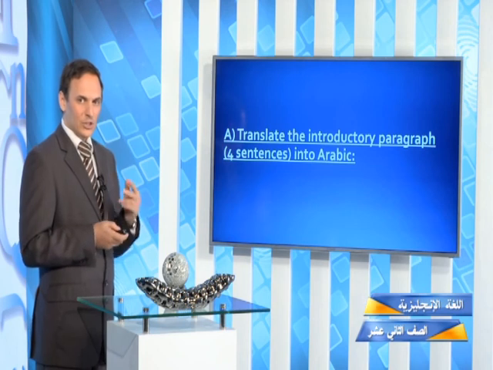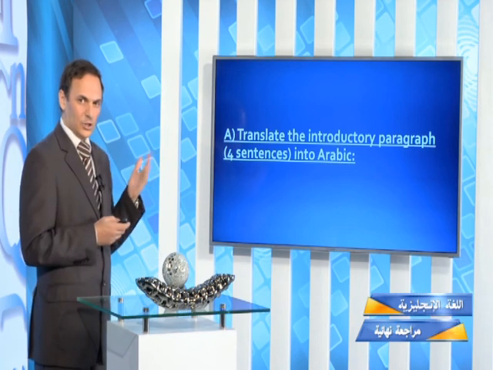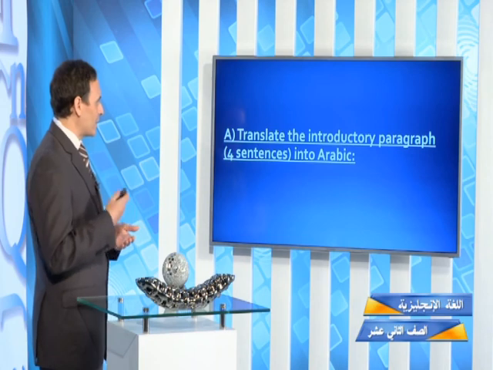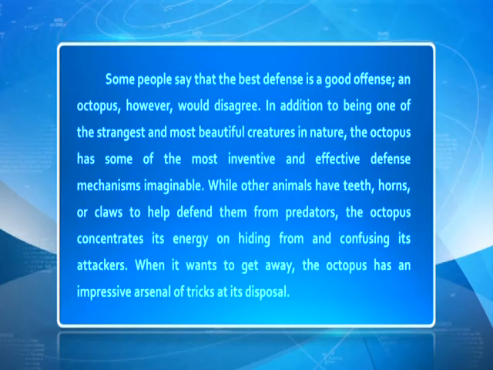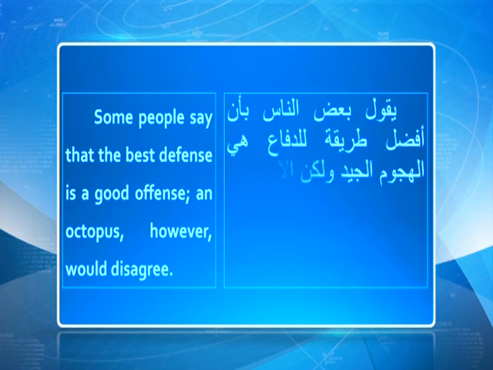And in translation, you have 2 types of questions. First, you translate from English into Arabic, and then you'll have 2 sentences where you translate them from Arabic into English. So translate the following paragraph. So we're going to take this paragraph sentence by sentence and translate it into Arabic. So here is the first sentence. Some people say that the best defense is a good offense. An octopus, however, would disagree. In Arabic, we can translate it as follows.